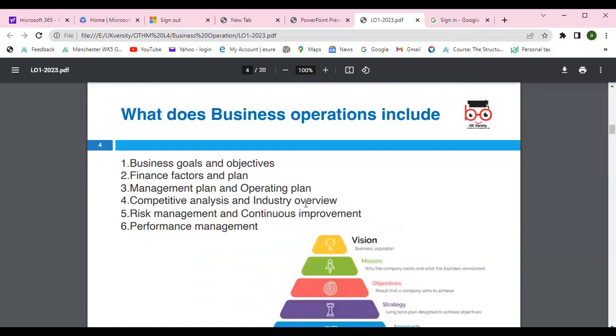So what does business operation include? Business goals and objectives. Objective means what end result we want to achieve. Objectives can be SMART. Do we know what the word SMART stands for? Specific, measurable.